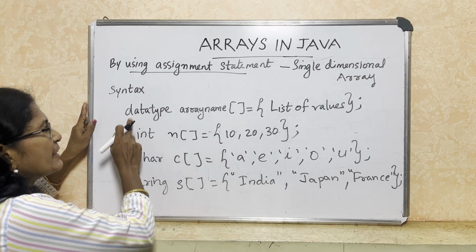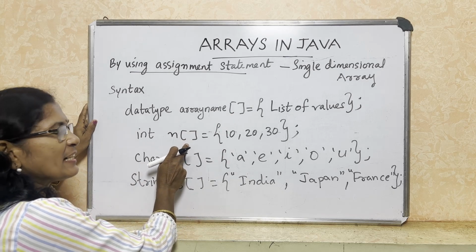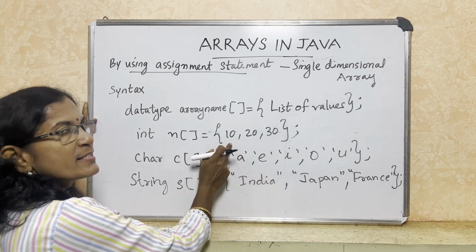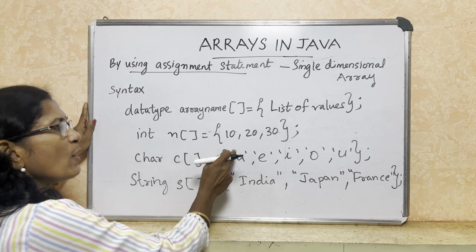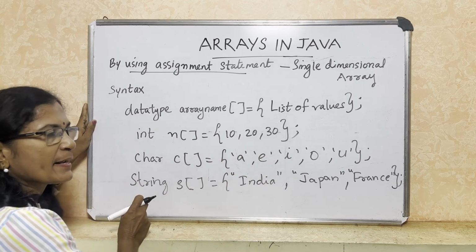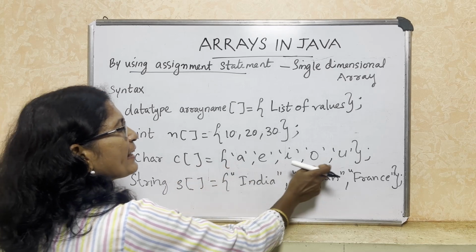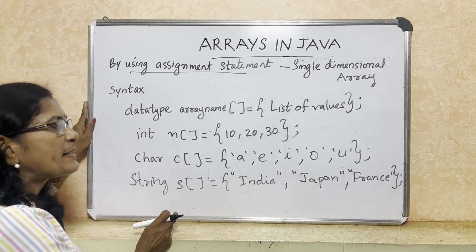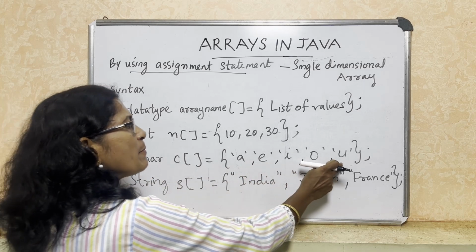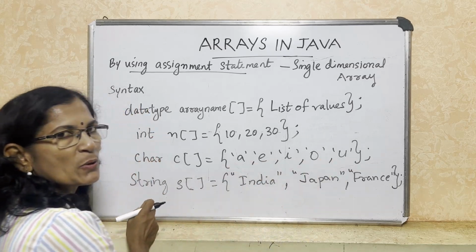So int n: data type is integer, name of the array is n, square bracket, which indicates that this is a single dimensional array, and 3 values are given in the braces separated by commas. So an array of 3 storage locations will be created to store these values into the array. Next one is a character array. This character array contains 5 characters. So 5 character storage locations will be declared. Each character storage location will be of 2 bytes and a total of 10 bytes will be the size of this array. So these values will be stored in each storage location.